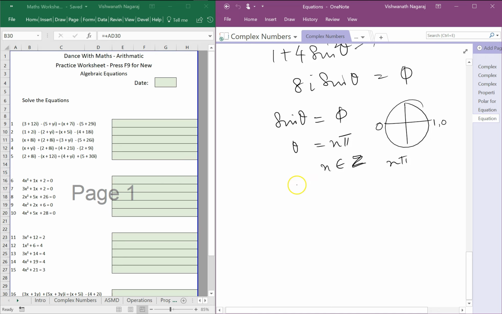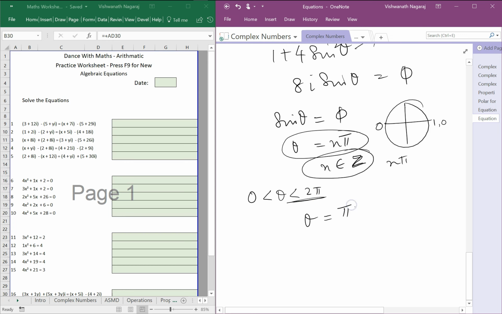Now if the question says 0 is less than θ less than 2π, this is the condition attached. In that case, instead of this general formula, θ will be equal to what? It can't be 0, since there is no equal to sign. 2π is not included because the equal to sign is not there. So θ has to be π.